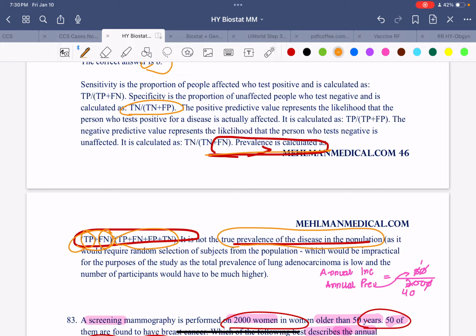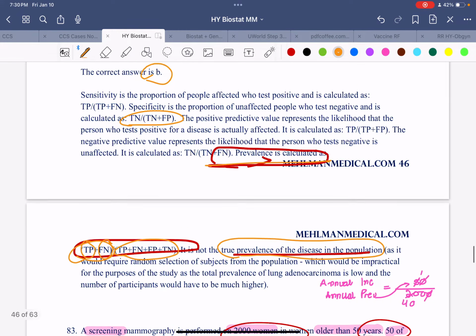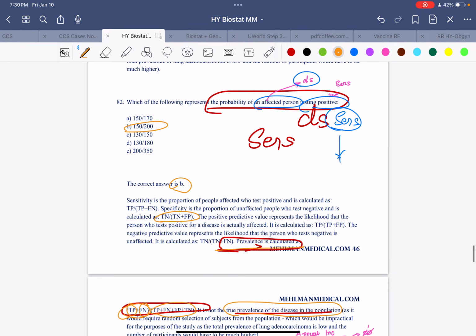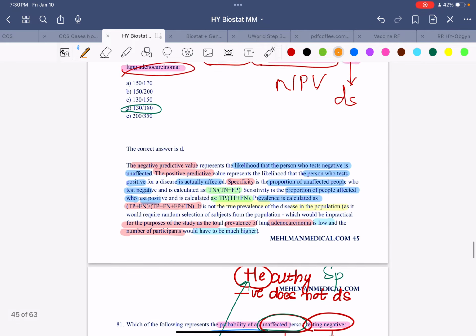That is how you can calculate the prevalence: divided by the total number of people who were tested, and the numerator will have the total number of people who were actually diseased. And you can also calculate it from this particular table. So you can put the values of true positive and false negative and then put all the four values together.